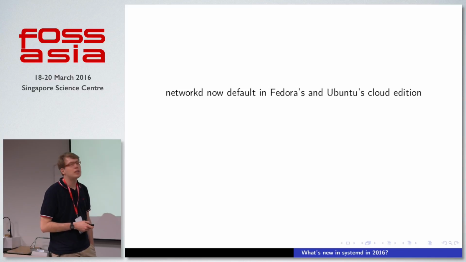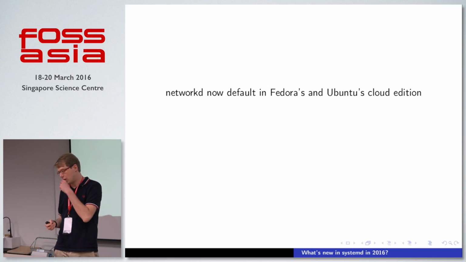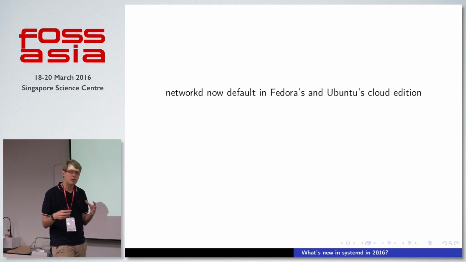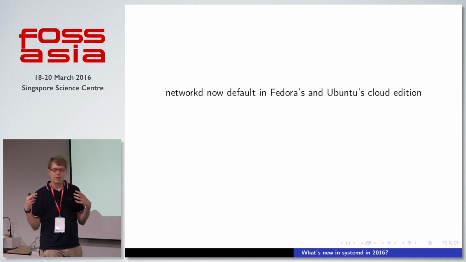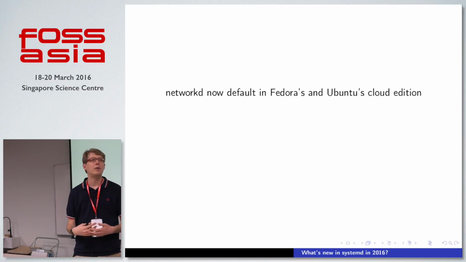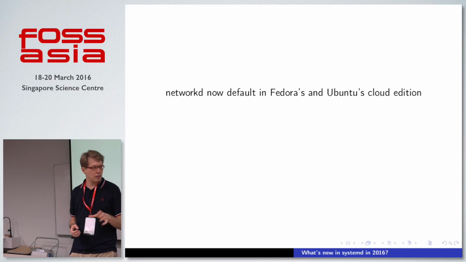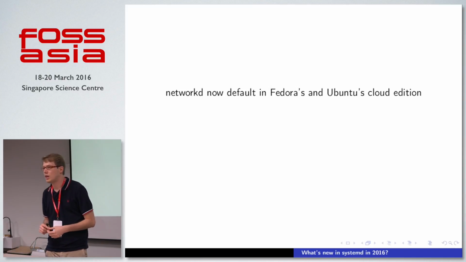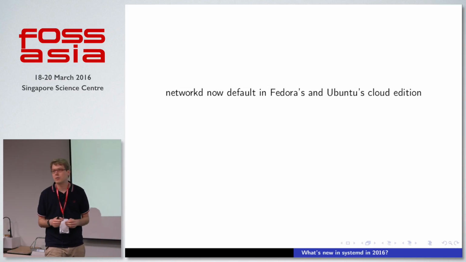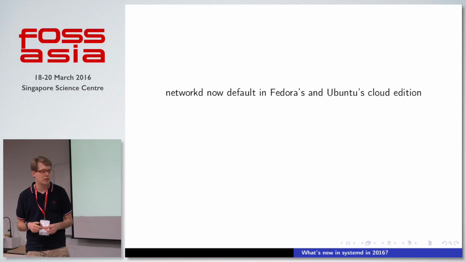Anyway, systemd we always define as this basic building block, this basic set of tools that you can build an operating system or a distribution from. One of the more recently added components of systemd is networkd. networkd is, as the name suggests, a network configuration system.